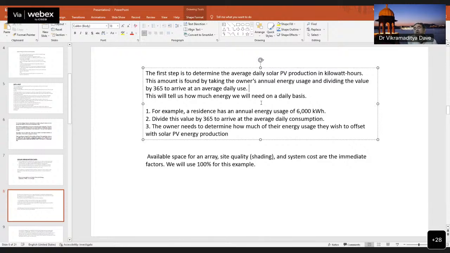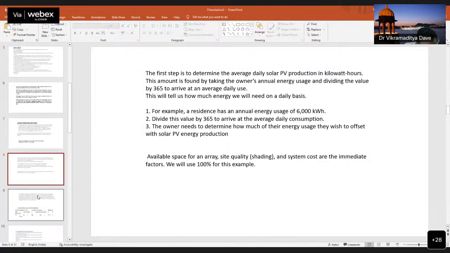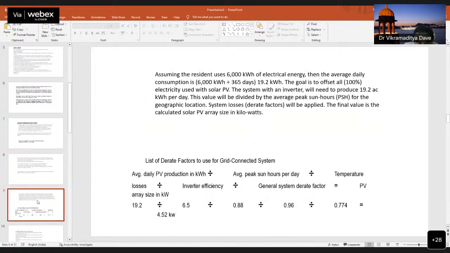Now, this energy we want to be supplied by the solar system. So what is the next step? I have divided 6,000 by 365 and I get 19.2 kilowatt hour. So this 19.2 kilowatt hour is the daily average consumption. Now this has to be met with the solar PV system. But it doesn't mean that I just install a solar panel of 19.2. No. This is energy, so I have to convert it into power.